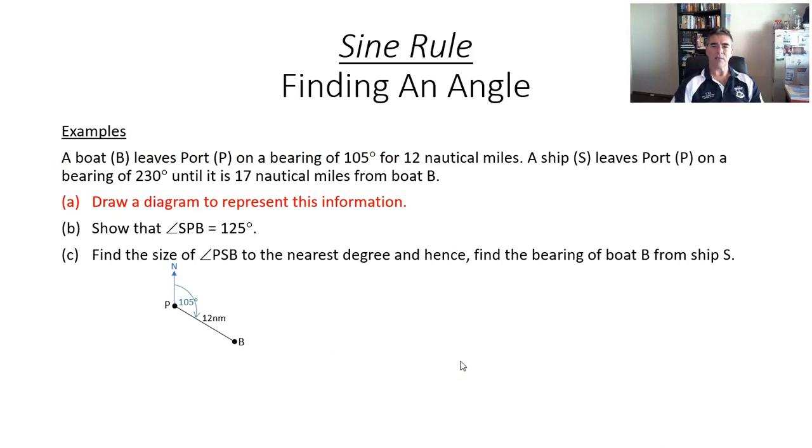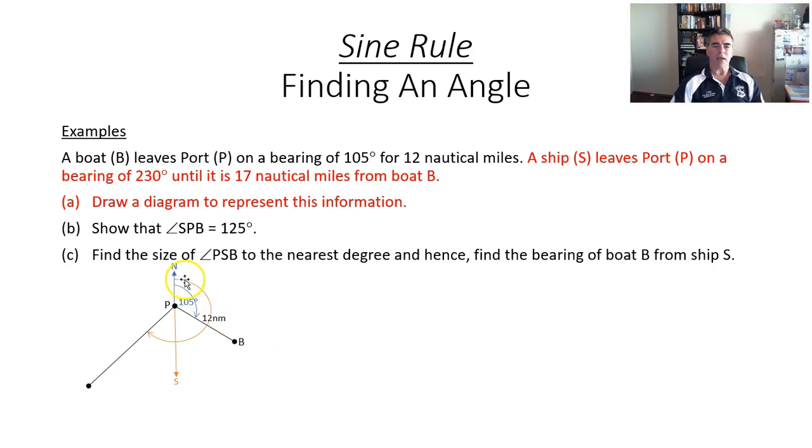Now let's look at the second part of it. A ship S leaves the same port on a bearing of 230 degrees until it's 17 nautical miles away from boat B. I'm just going to put in south there, because we should know by now that from north round to south is 180 degrees, and this one's going 230 degrees, so it must be 180 plus another 50 around. So let's put that in.